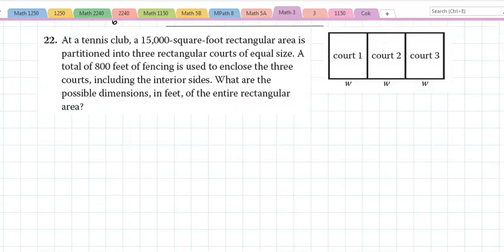Number 22 is next. It says, at a tennis club, a 15,000 square feet. Since that's square feet, they're talking about area, this whole area. Rectangular area is partitioned into 3 rectangle courts of equal size. They're all equal. So if you call this the W, this is the same, this is the same, and of course the length is the same for all of them. A total of 800 feet of fencing.